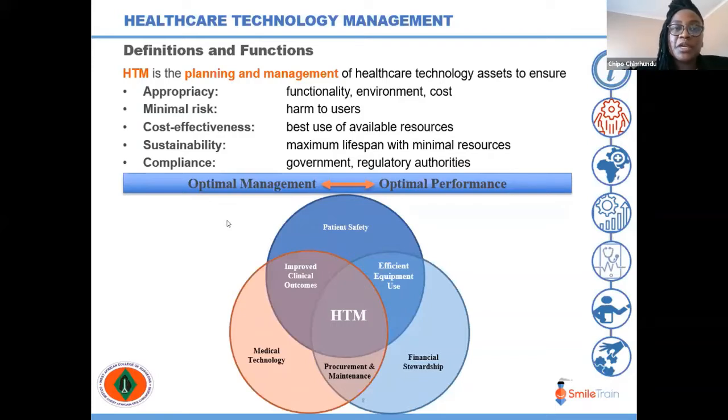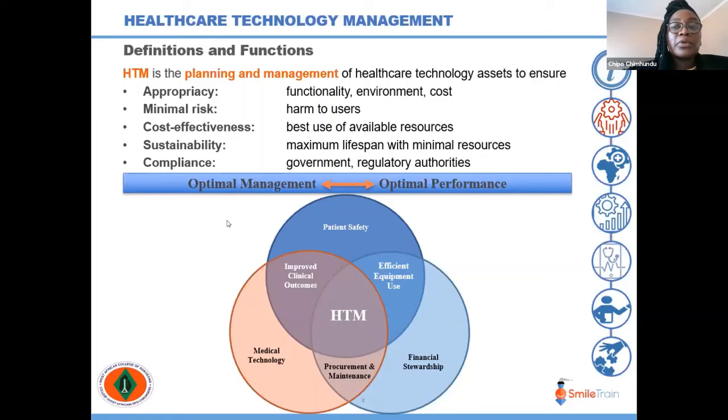The first of which is making sure our equipment is appropriate. You will find throughout the presentation, I will use the word appropriate a lot, because this is a key concern for us in our African context. Is our technology appropriate for what we are trying to achieve? Essentially with appropriacy, we are asking how our equipment is functioning in our particular environment, and how much it costs for us to not only procure it, but to manage it.